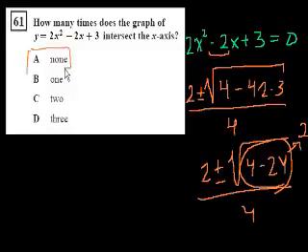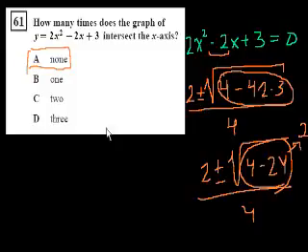So it's A, none. And what gave that away was the fact that when you apply the quadratic equation, you get a negative number under the radical sign. So if we're dealing with real numbers, there's no answer there. Next question. 62.